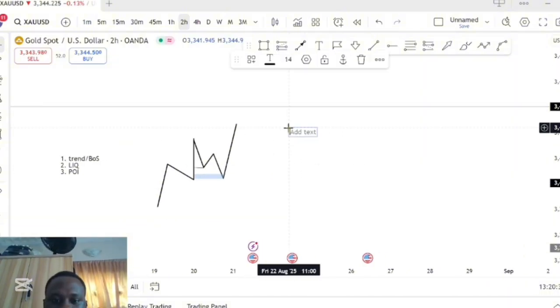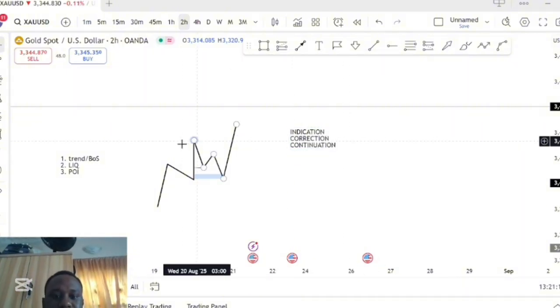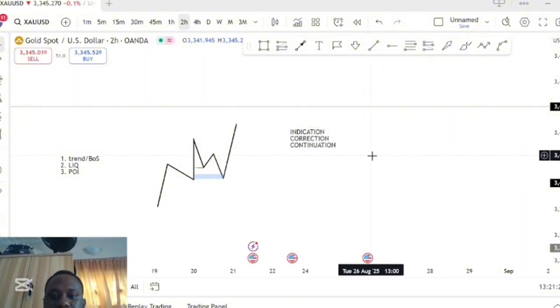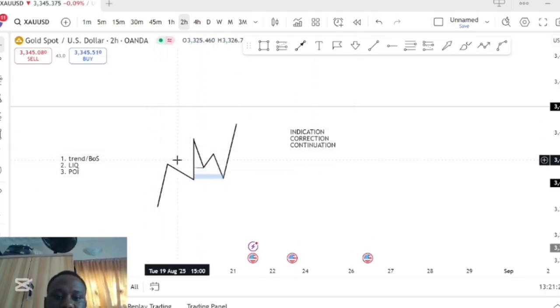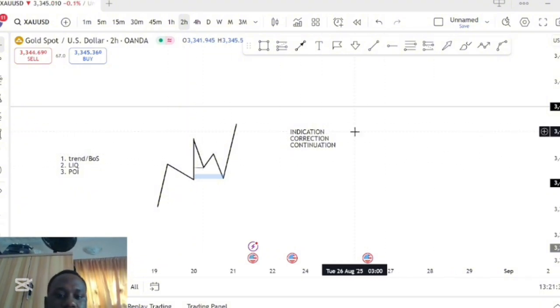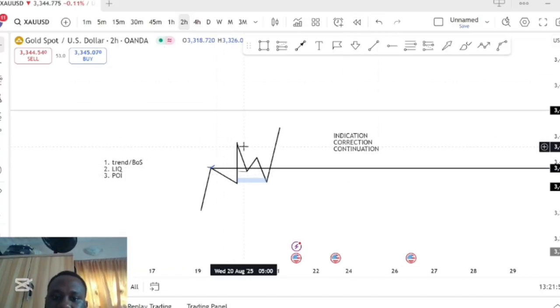Now, ICC stands for indication, correction, continuation. Looking at this, indication means you want to see price breaking out, either up or down, depending on the trend of the market. Say for instance that this particular trend is an uptrend, right? Because we are seeing higher high, higher low, higher high. Right now, the indication here is price has broken this very high, giving us a new high. Now we want to buy, but we want to wait for price to come down, which is correction.